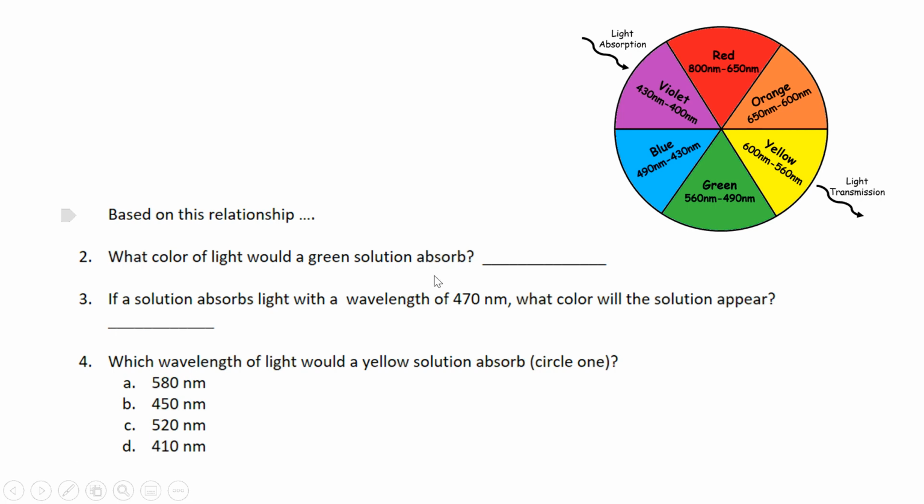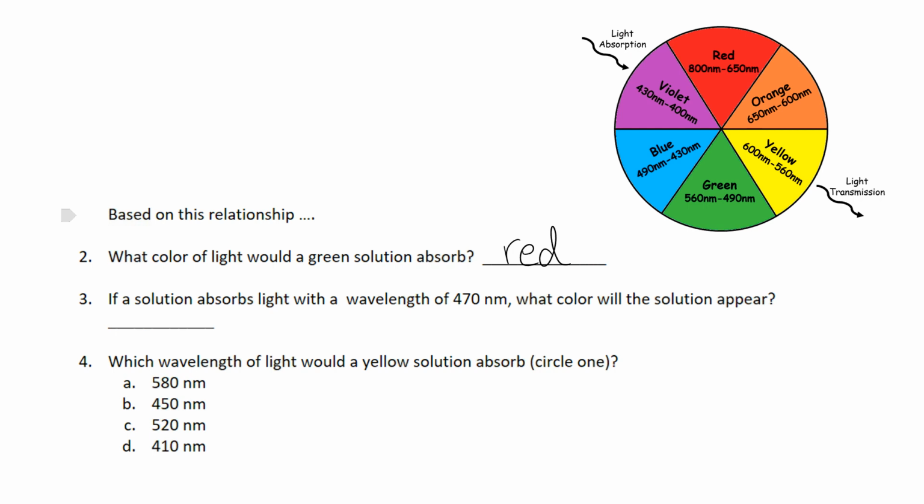What color of light would a green solution absorb? And if you haven't answered these questions yet, please pause the video and try these on your own and then restart it to check your work. So a green solution is going to absorb red light. That's the color across from it on the color wheel.